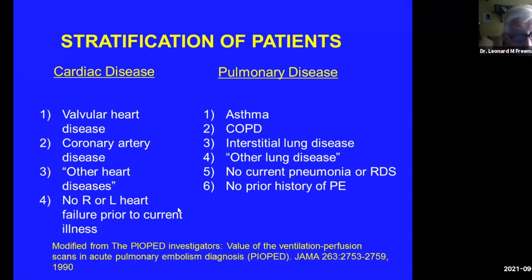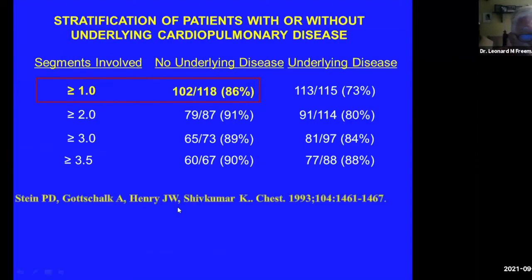And you can see that when these were used, if you took a patient with no underlying cardiopulmonary disease, and a patient had one segment, you remember I showed you that one segment that bounced back and forth. One segment, Biello had called, you remember, intermediate, then they made it low, and then it bounced back to intermediate. Well, you can see here that if one segment is involved, and you have no underlying disease, in this PIOPED study, in its review, 86% of the patients turned out not to have pulmonary emboli.